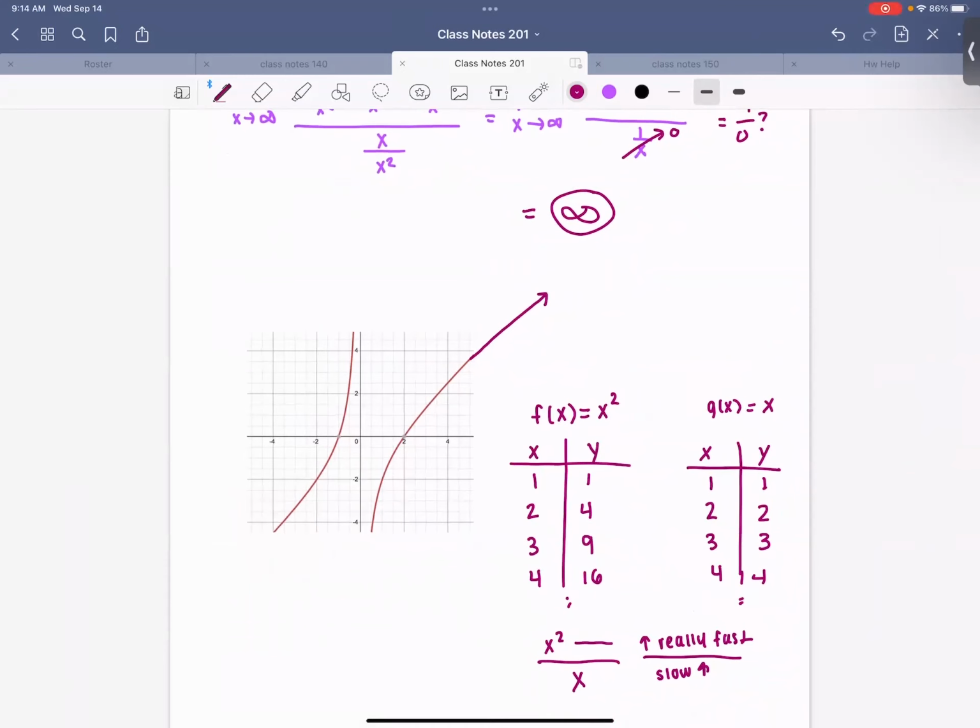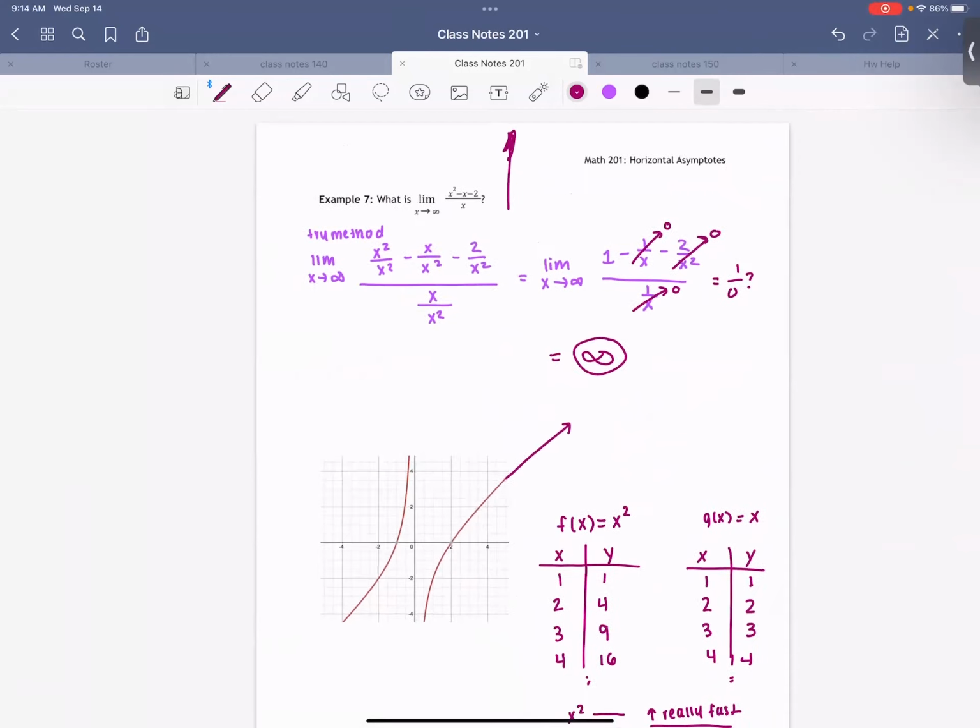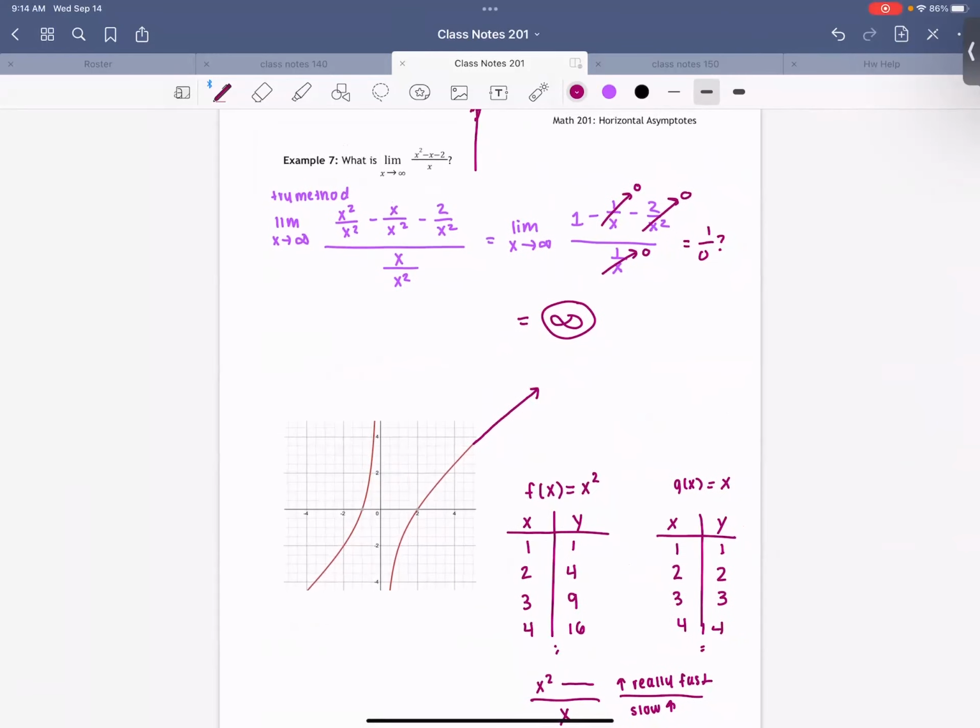When we divide a really big number by a smaller number, we're still at a really big number, okay? So this is why whenever the degree of the top is bigger than the degree on the bottom, we're getting something that's infinity. Okay. Does that make sense?